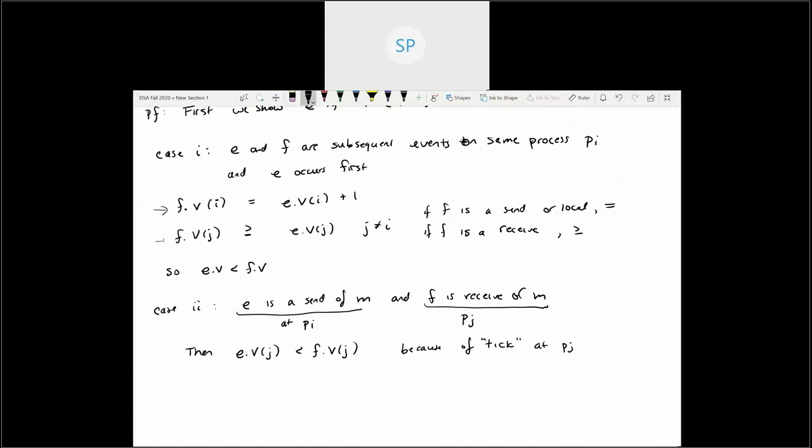And then we want to say that for all of the other components, say K, E.v[k] is going to be less than or equal to F.v[k]. Again, by the pairwise max, because when you make the timestamp of F, you pairwise max with P_j's timestamp and the timestamp on the message, which is the timestamp of E. And so therefore, again, the timestamp of E is strictly less than the timestamp of F.